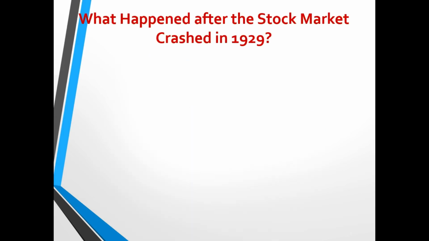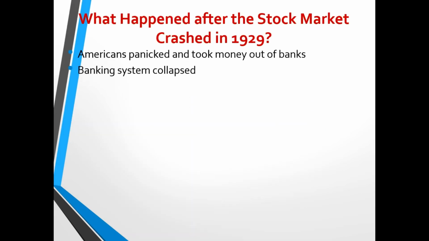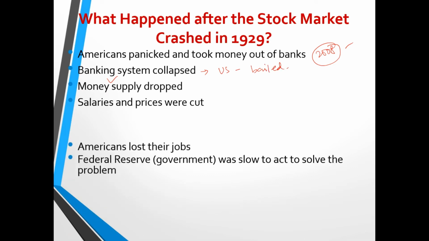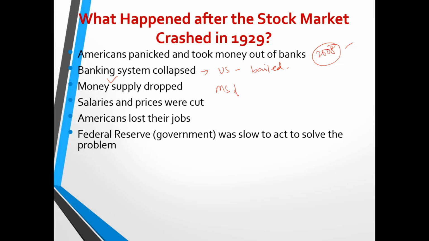So what happened after the stock market crash? Americans panicked and took money out of banks. This also happened in the 2008 crash. The banking system collapsed. Similar sort of thing. The government bailed it out. Money supply dropped. MS decreases. Salaries and prices were cut. Americans lost their jobs. Unemployment rose. Government was slow to act to solve the problem, so unable to control it.